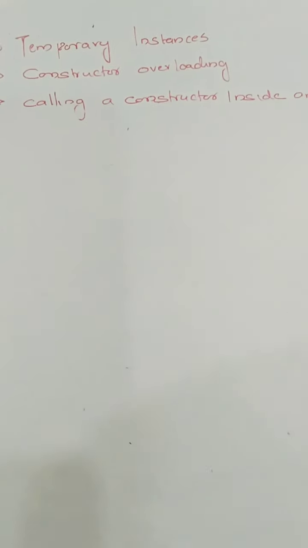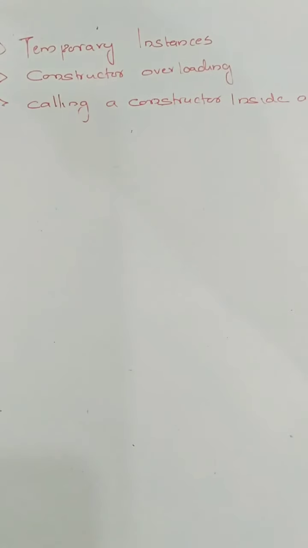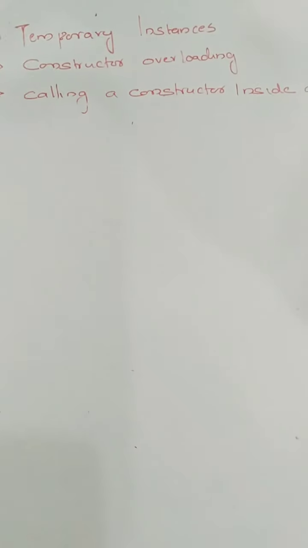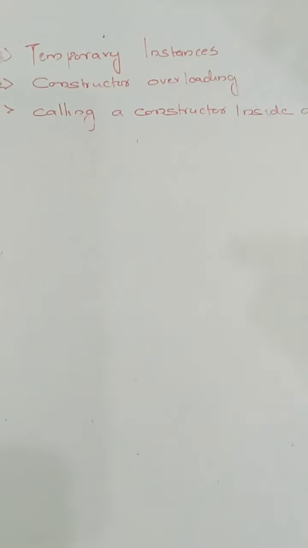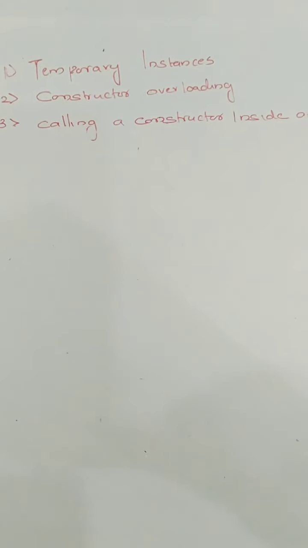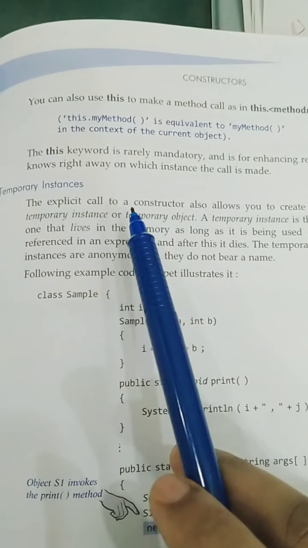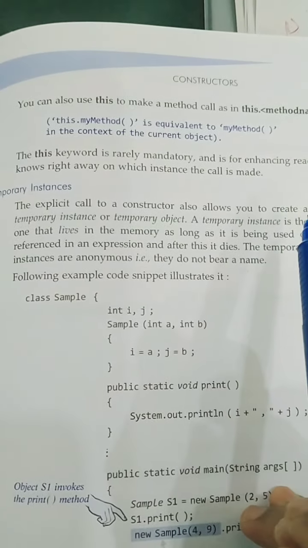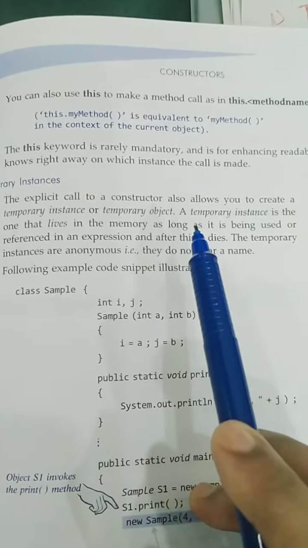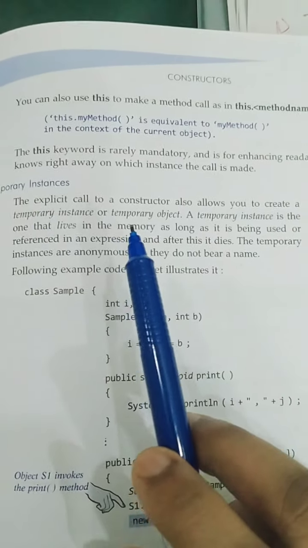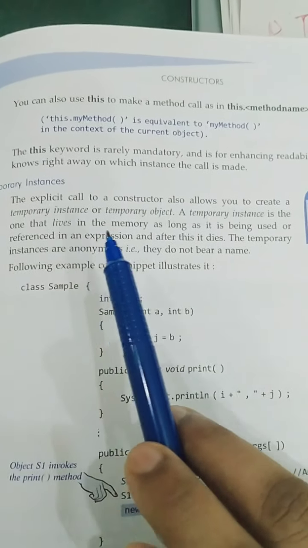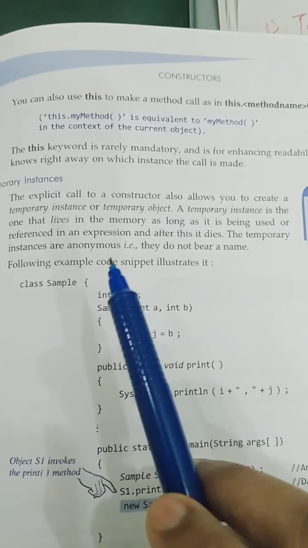So it will be deleted after each execution. So after that execution, if you want to use that object, you have to create the temporary instance again. Let's go and check how to use this temporary instance and how to create it. The explicit call to a constructor also allows you to create a temporary instance or a temporary object. A temporary instance is the one that lives in the memory as long as it is being used or referenced in an expression, and after that it dies.